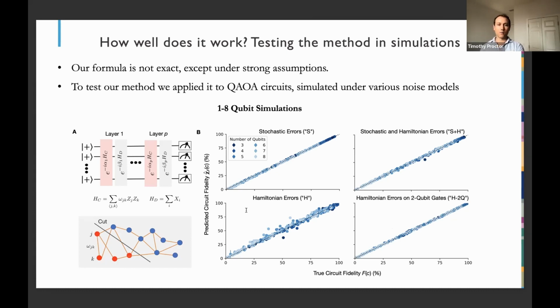With some of the others, particularly with just Hamiltonian errors, our estimates are a little bit more off from the true result, but they're still pretty well clustered along the x equals y line, and we know why we would expect to get worse performance there, because we're relying on the theory of randomized compilation, and that's a little bit more shaky in the case of Hamiltonian errors. So there's more approximations involved in the theory in that case.